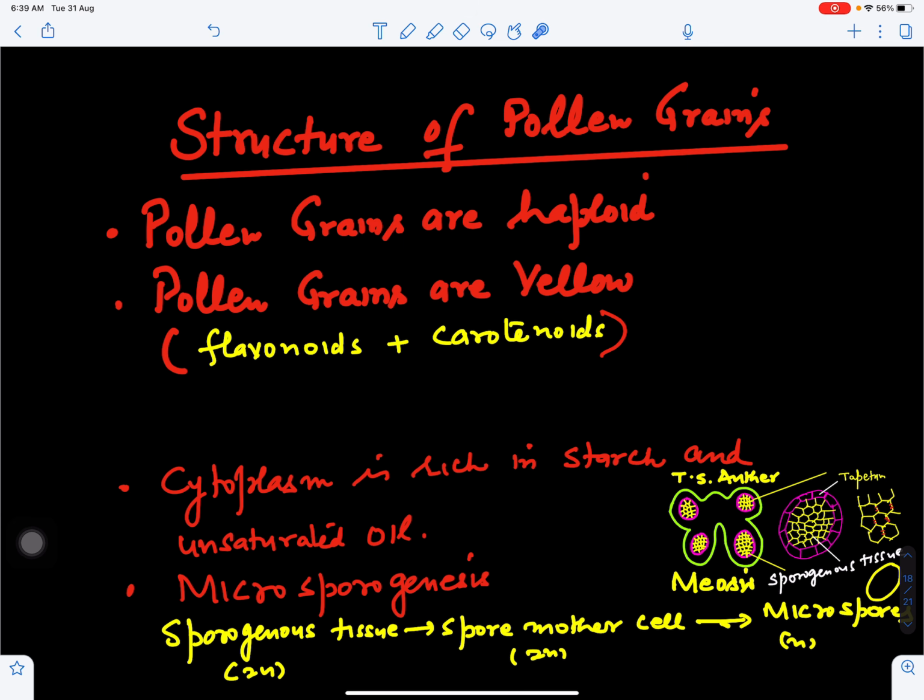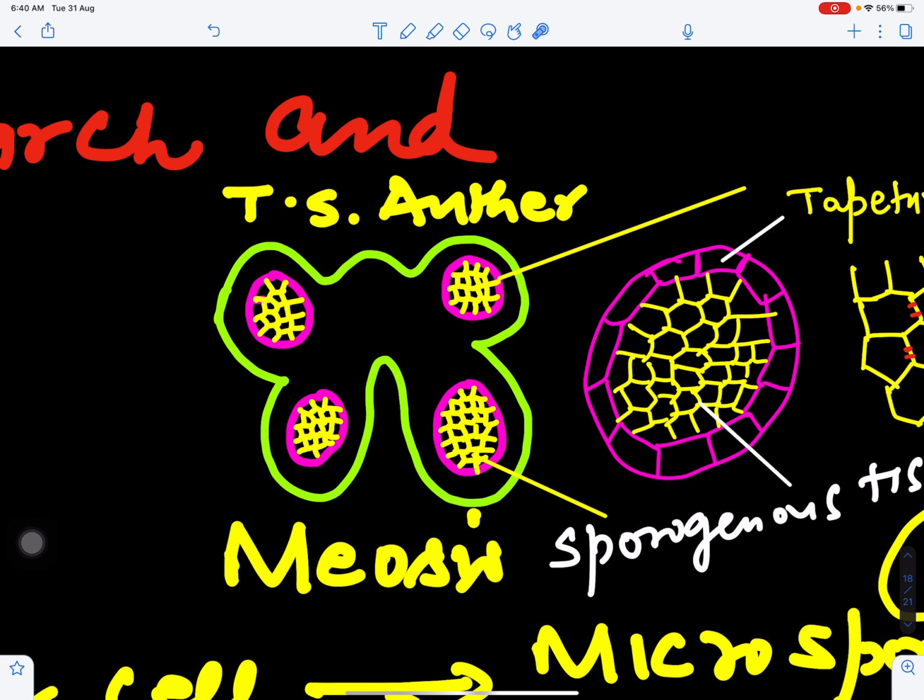In this video, we will study the structure of pollen grains. Pollen grains are produced in the flowers from the anther part of the androecium. This is the anther part, like we have discussed in the previous videos. If we see the anatomy of the anther, this part is called sporogenous tissue. This is surrounded by a covering called tapetum.